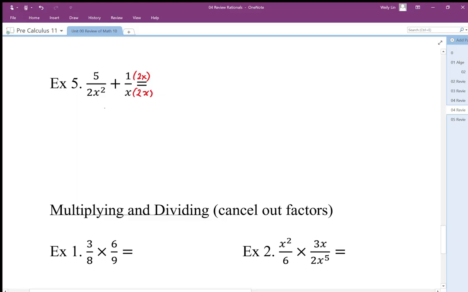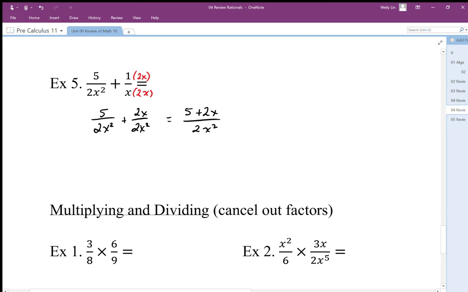Now they have a common denominator, so 5 over 2x squared plus 2x over 2x squared. The denominators are the same. I don't add the numerators if they are not like terms. I just keep it separate. And this is all over 2x squared.